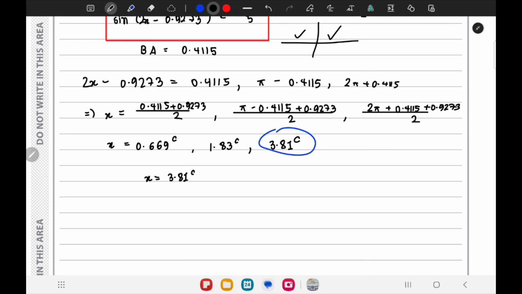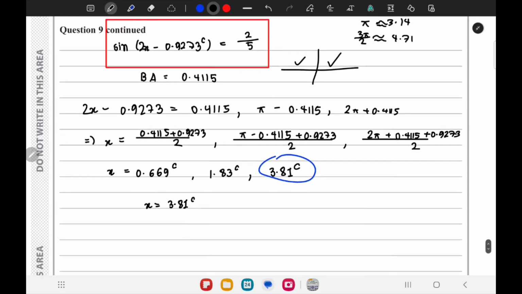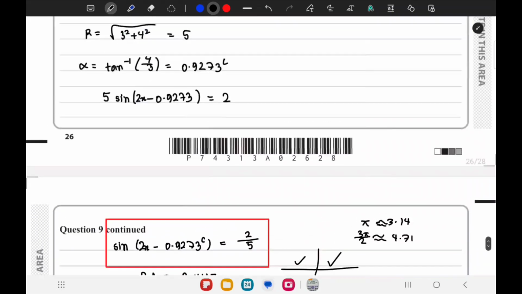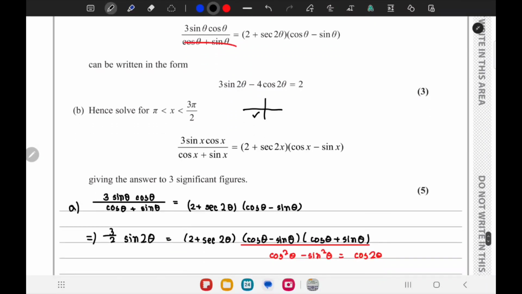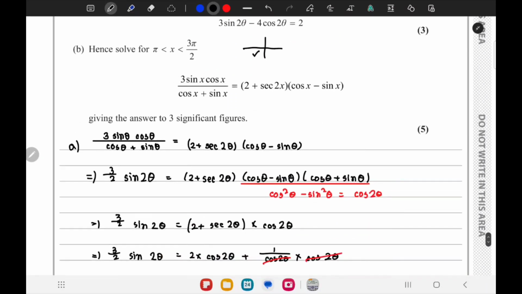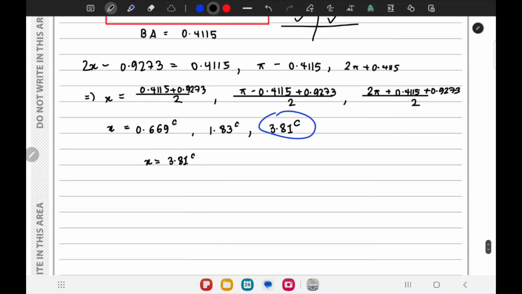The next value will be in the fourth quadrant here, so we cannot take that. They wanted it to 3 significant figures, so 3.81 is the answer. That's it for this paper.